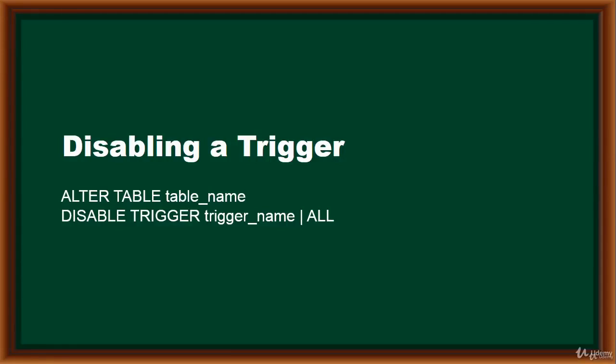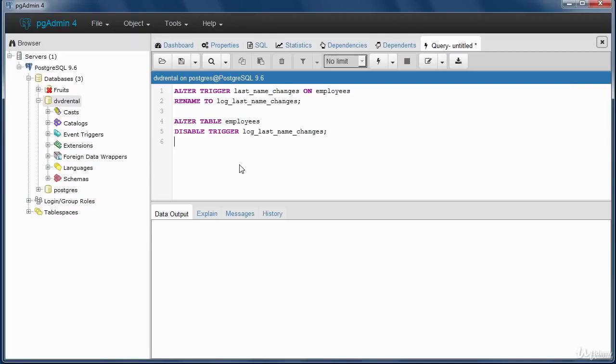The key thing you need to know here is that the disabled trigger is still available in the database, even though you're just disabling it, you're not removing it. So it's still present, but it will not get activated when a trigger event occurs.